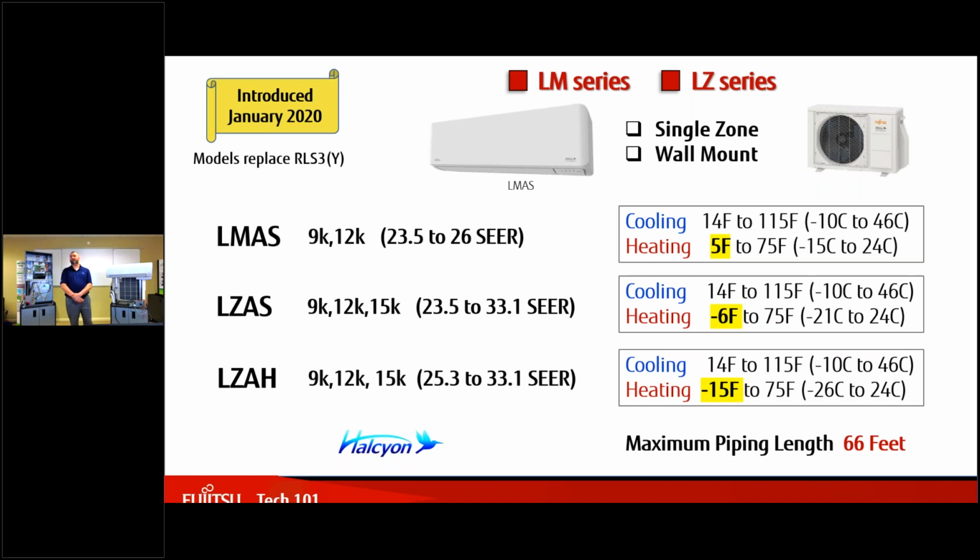All right, the main thing that we want to pull from this is our heating capacities. 5 degrees Fahrenheit for the LMs, -6 for the LZAS, and -15 for the LZAH. Okay, we can kind of throw out the old adage that heat pumps can't be a primary heat source. We have the ability to provide heat. We have the ability to provide a lot of heat.